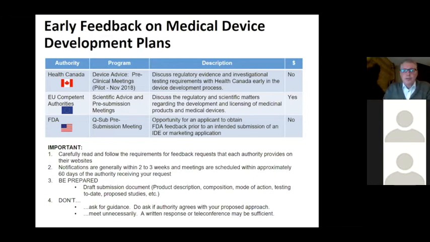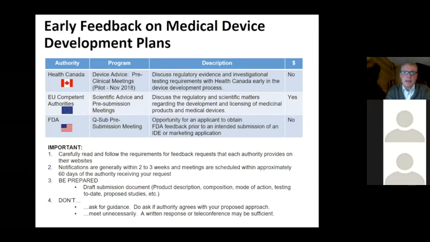Very important that if you are going to seek their advice, make sure you carefully read and follow the requirements for getting that feedback from each of the authorities, as they provide it very clearly on their websites. Generally, what happens is within 2 to 3 weeks of you sending your letter requesting such an interaction, you'll receive notification of a meeting that will be taking place within 60 to 90 days.